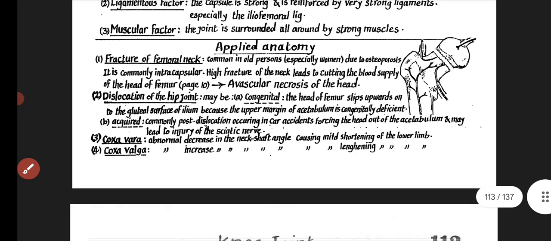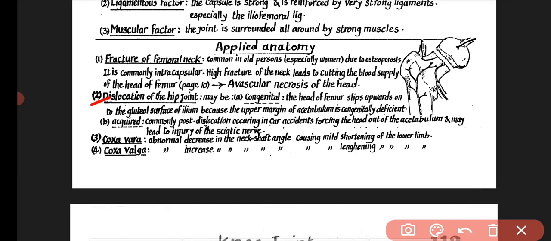Next one is the dislocation of the hip, which may be congenital, commonly known as congenital dislocation of the hip. Especially, you will study congenital dislocation of the hip in third year orthopedics.